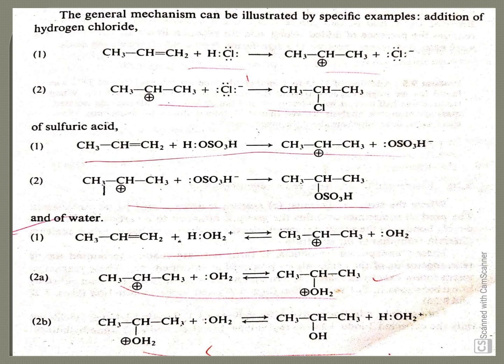Here are some examples of that mechanism in various electrophilic addition reactions. The first one is addition of HCl. You can see the two steps in that reaction and the final formation of the product. The second reaction is the addition of sulfuric acid, and the third reaction is the addition of hydronium ion. You have to write these reactions and study any one of these examples. Maybe the first example is the easiest for you to study. The remaining two reactions you have to understand.